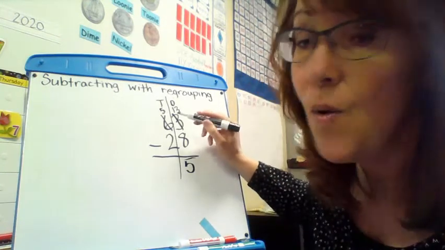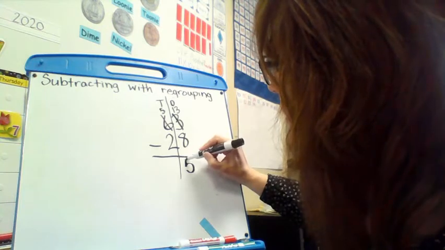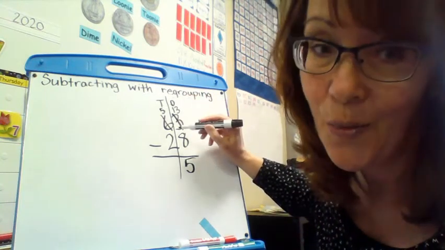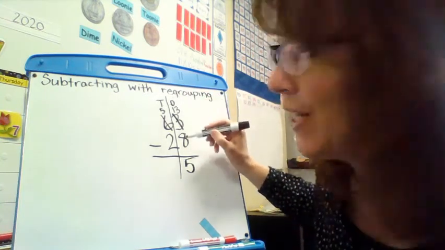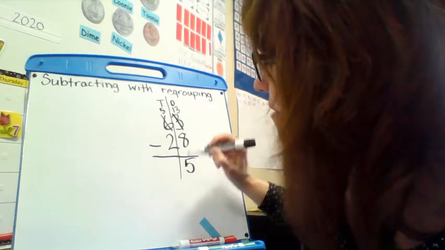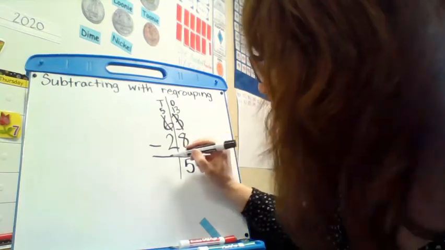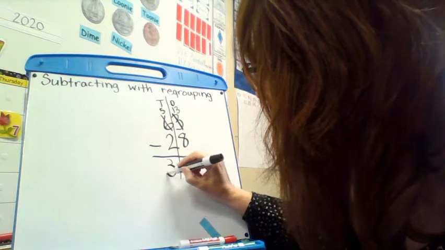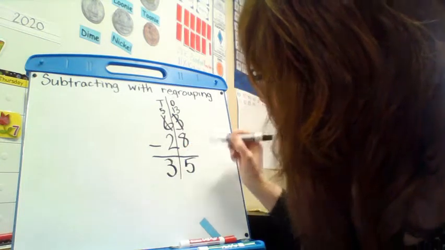Now, let's go over to our 10s place. We have 5 10s, take away 2 10s. 5 take away 2, we know, equals 3. 5 10s take away 2 10s equals 3 10s. And that gives us the number 35.